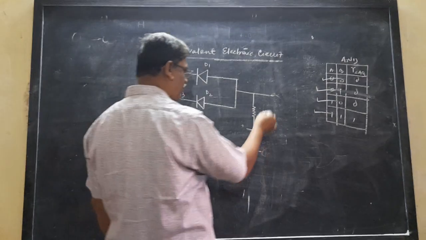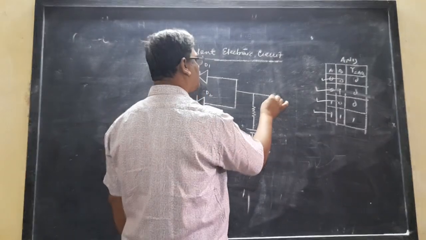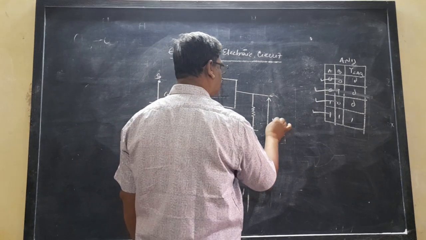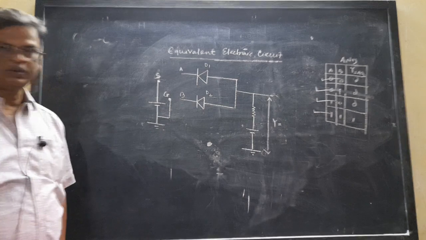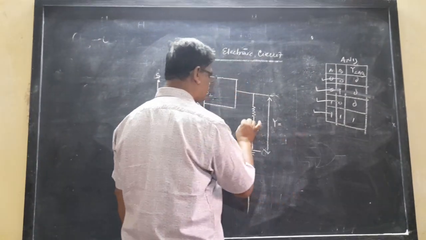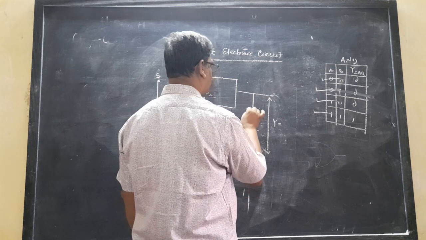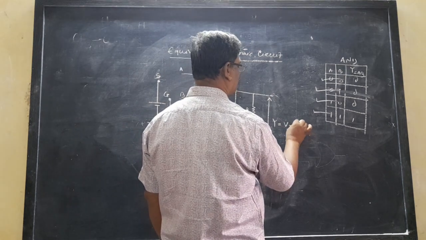So what is the value of Y? Yes, this is the Y. So Y is equal to the output in this circuit. Output is equal to, by using Kirchhoff's law, suppose this is equal to V and this is the R. So we get V minus IR.